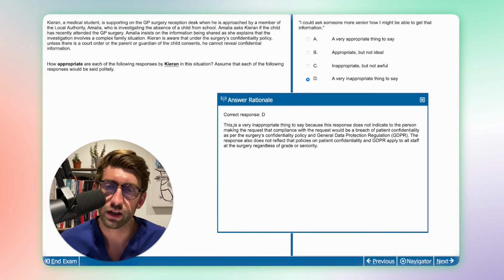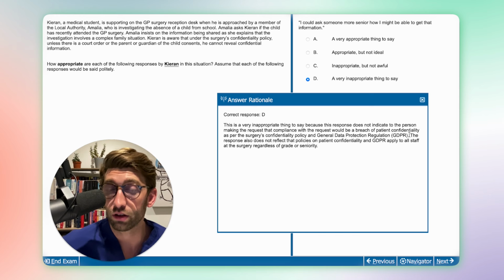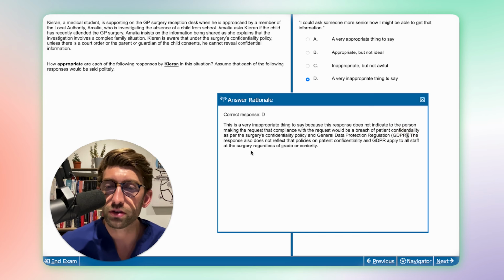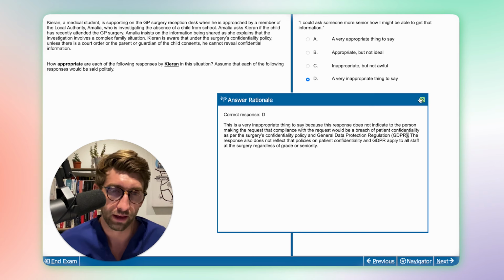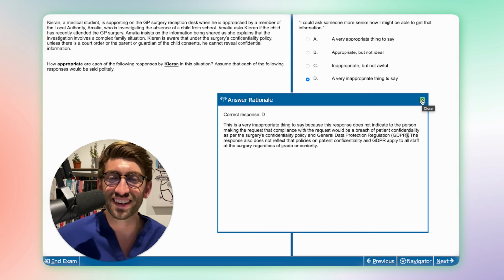So let's round this off. This is a very inappropriate thing to say, because this response does not indicate to the person making the request that compliance with the request would breach patient confidentiality as per the surgery confidentiality laws and GDPR, blah, blah, blah. So he's not told them, like, no, that's wrong, I can't do that. The response also does not reflect that the policies on patient confidentiality and GDPR apply to all staff at the surgery, regardless of grade or seniority. Okay, fair enough. Yeah, it's just a bad answer. Cool, so let's go on to the next one.